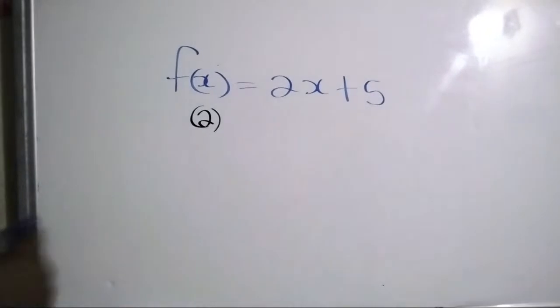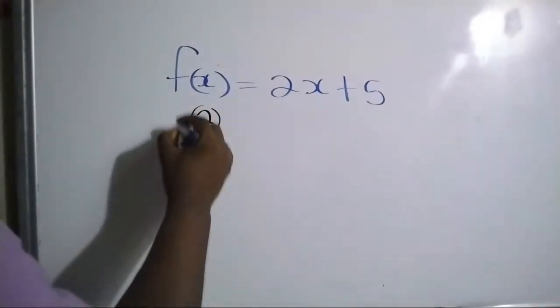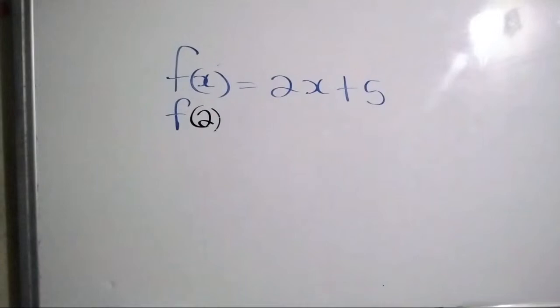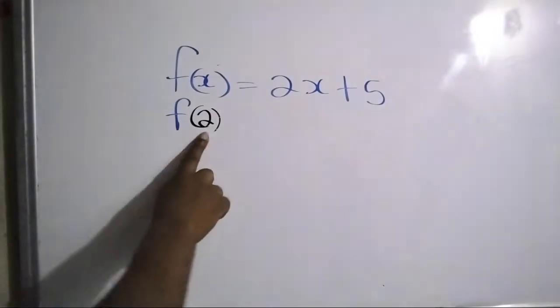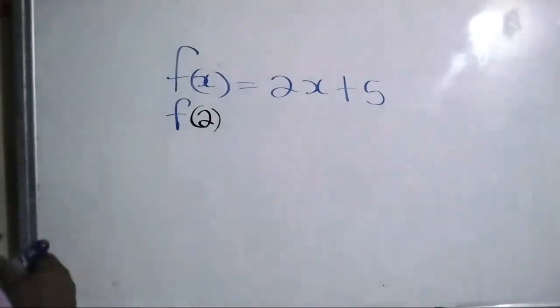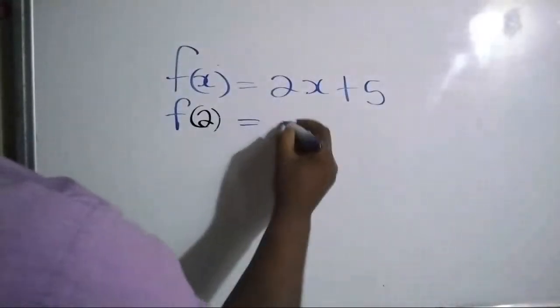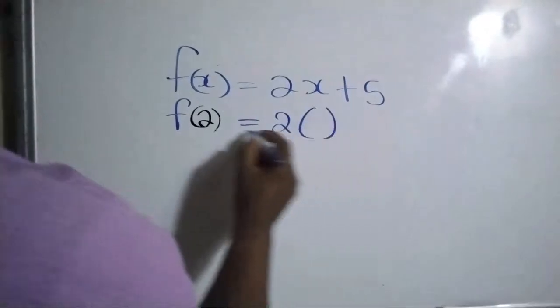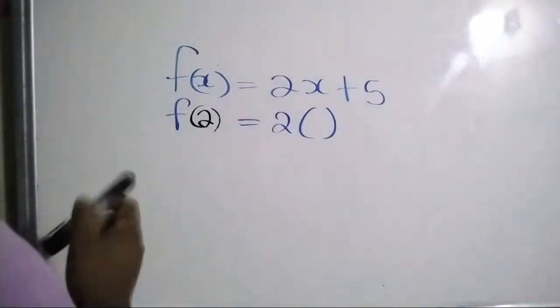So what we do is write f of 2. What you're going to do now is basically substitute the value. Anywhere you see x, you're going to substitute the value 2 in the equation. So let's just write it back. Remember, the input is 2, so we put 2 there.